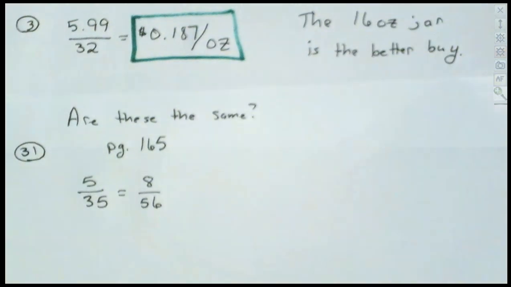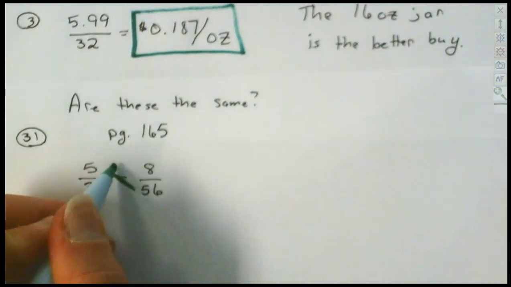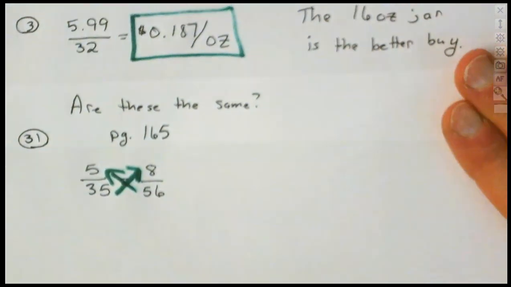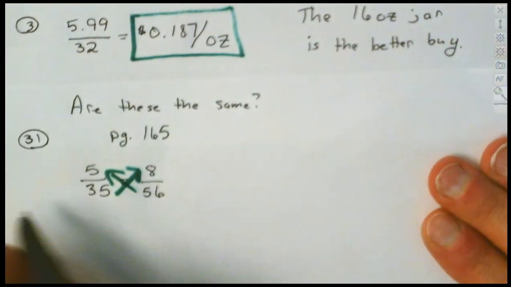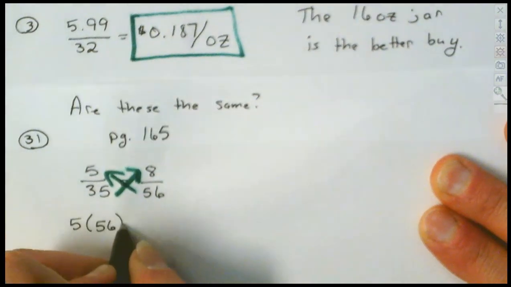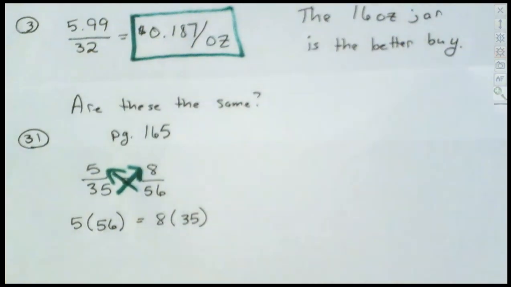Is 5/35 going to reduce down to the same as 8/56? Well, how do we decide if they are the same? If these are equal to each other, if the fractions are the same, then you should be able to cross multiply, and they should equal each other. So let's see if this is true or not. When I cross multiply, I've got 5 times 56 equals 8 times 35. And let's see if these are the same. We're trying to see if these fractions are equivalent to each other.